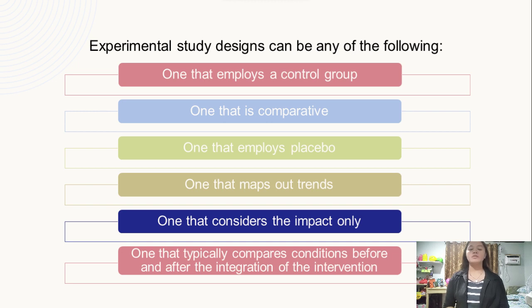By comparing the outcomes or measures before and after the intervention, researchers can assess the effectiveness or impact of the intervention. So these different study designs provide researchers with various tools and approaches to investigate the effects, impacts, and trends associated with interventions, treatments, or other factors of interest.